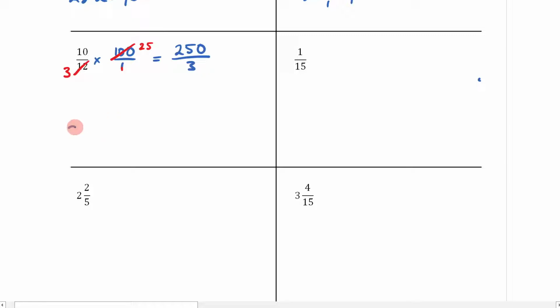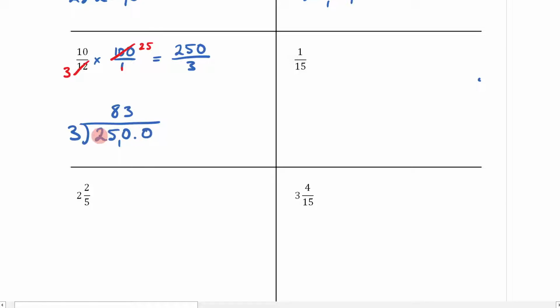I then set up my short division here. How many times does 3 go into 2? Well, it doesn't. So that means you consider how many times does 3 go into 25? It goes in 8 times because 3 8s are 24 with 1 left over. How many times does 3 go into 10? 3 goes into 10 3 times because 3 threes are 9, but then I have 1 left over.